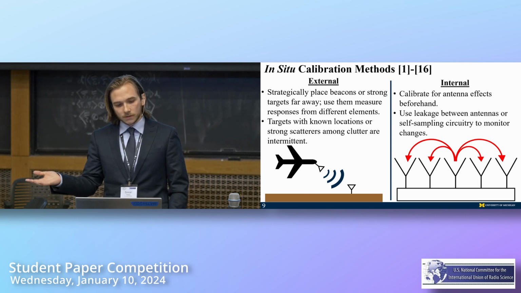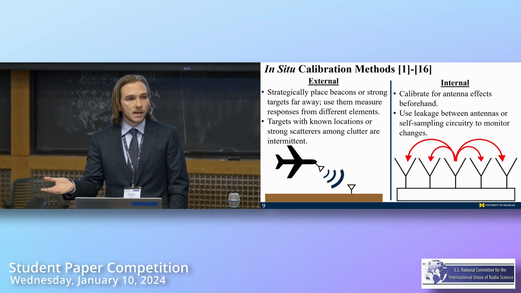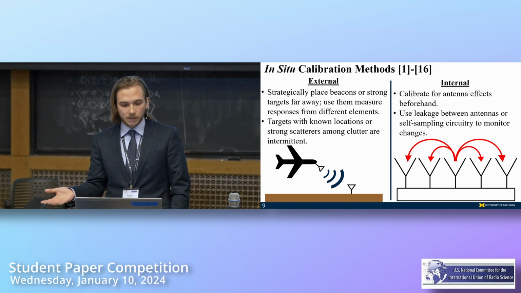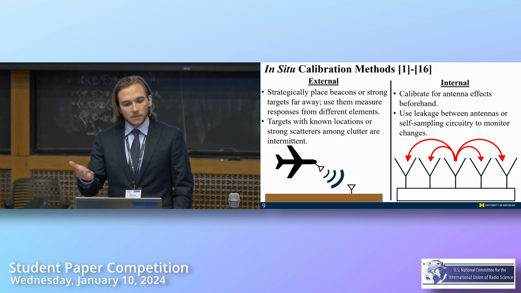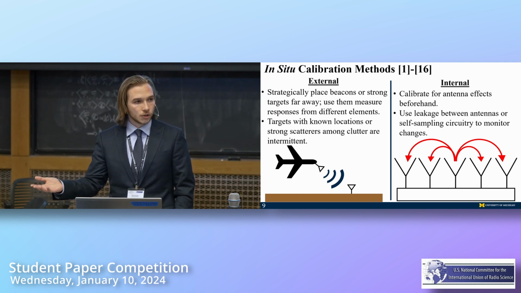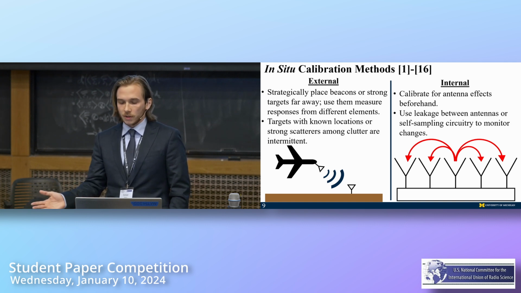However, the downside of these calibration methods are that you need a target in a known location beforehand, and it's difficult to find these, strong scattering targets among clutter, or without having them strategically placed.